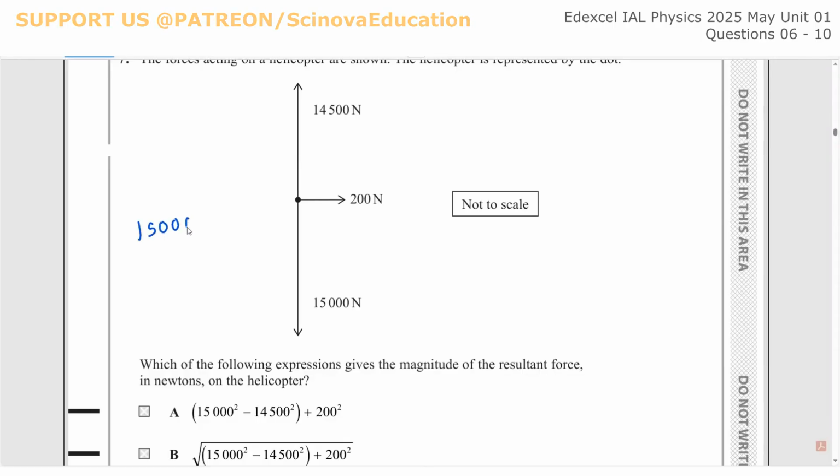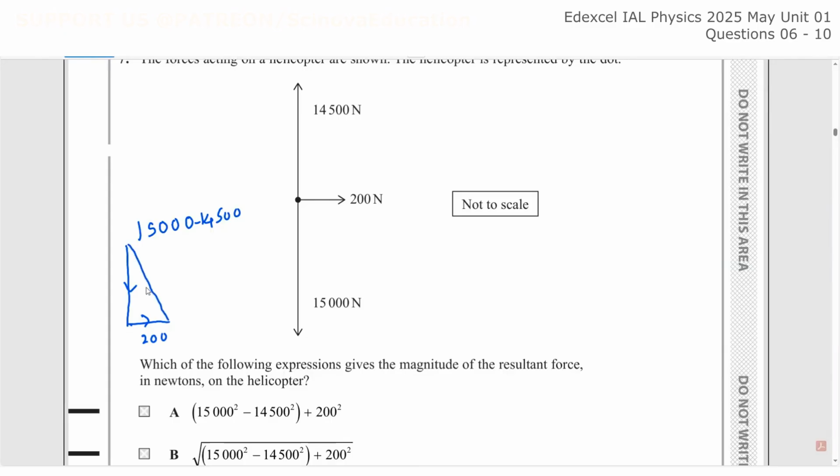So that should give us 15,000 minus 14,500, which is the resultant vertical force. And then the only horizontal force is 200 newton. If we are trying to find the resultant force on the helicopter, we should find the resultant of these two perpendicular forces. For two perpendicular forces, resultant force can be found by applying the Pythagoras theorem.